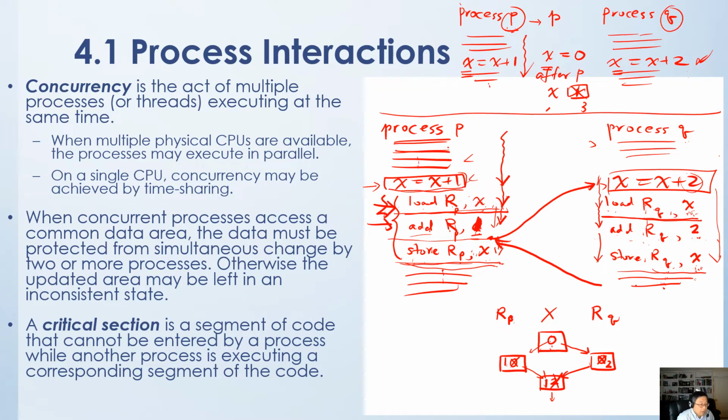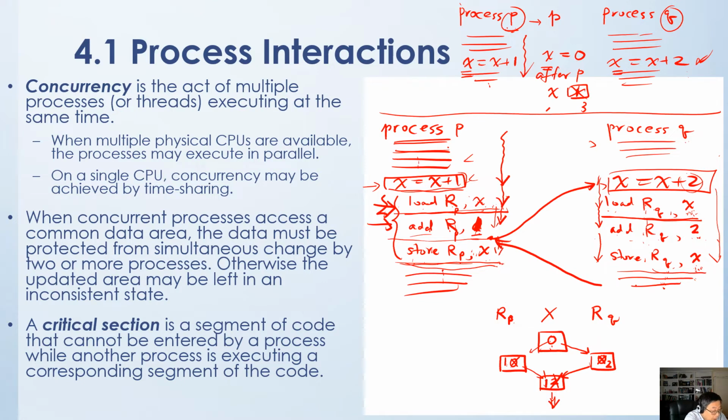Now what happens? Process P and process Q are running concurrently. Process P executes X equals X plus 1, and process Q executes X equals X plus 2. Now, depending on the execution sequence, the result of X is not predictable.